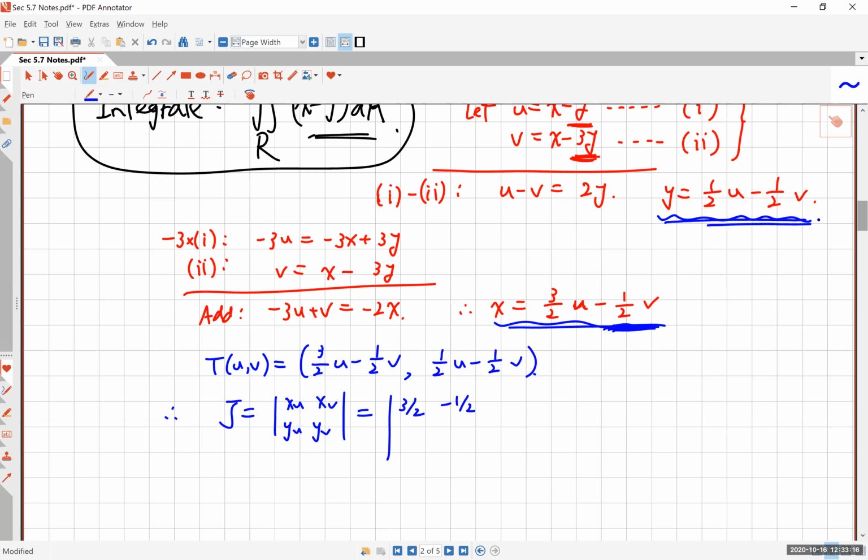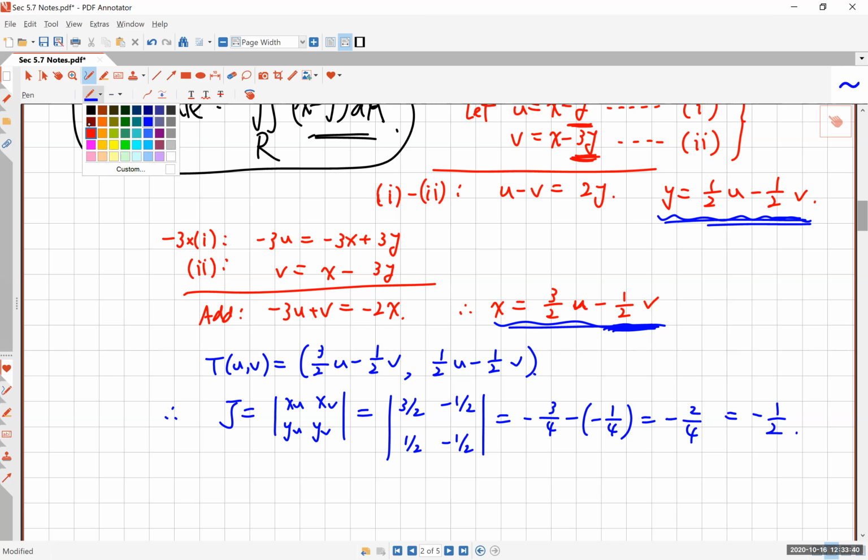Take this, the partial of Y with respect to U is 1/2. The partial of Y with respect to V is -1/2. So you take the 2 by 2 matrix, that's -3/4 minus -1/4, which is -2/4, and that is -1/2. Okay, that is the Jacobian. So maybe I can say I have found the Jacobian.